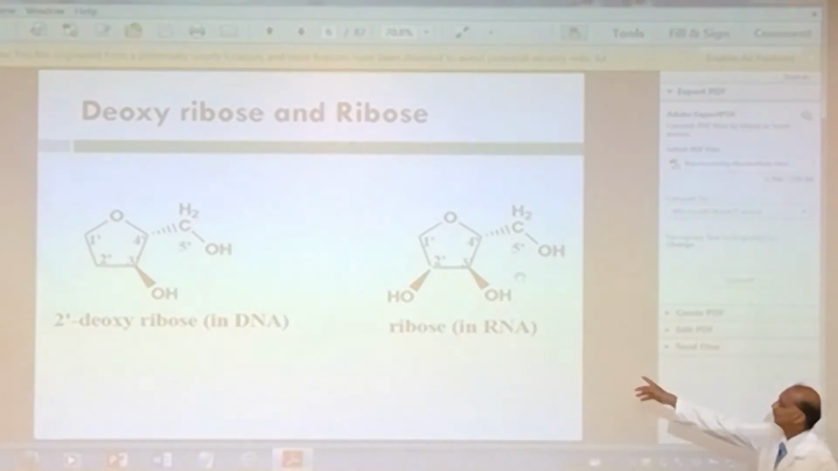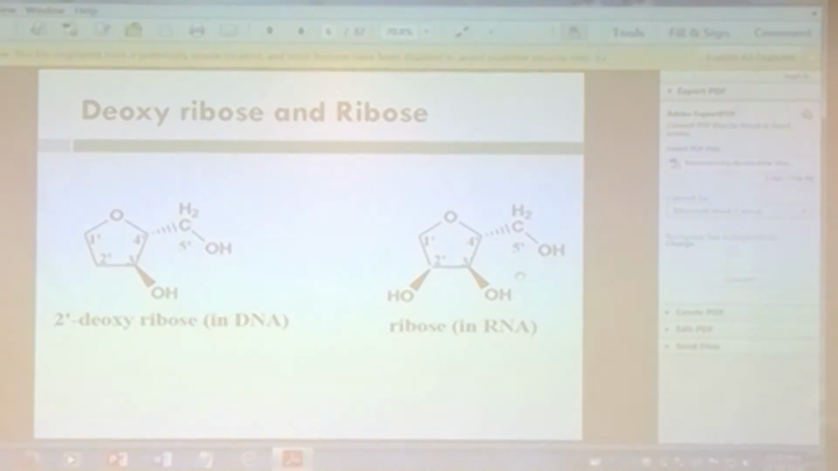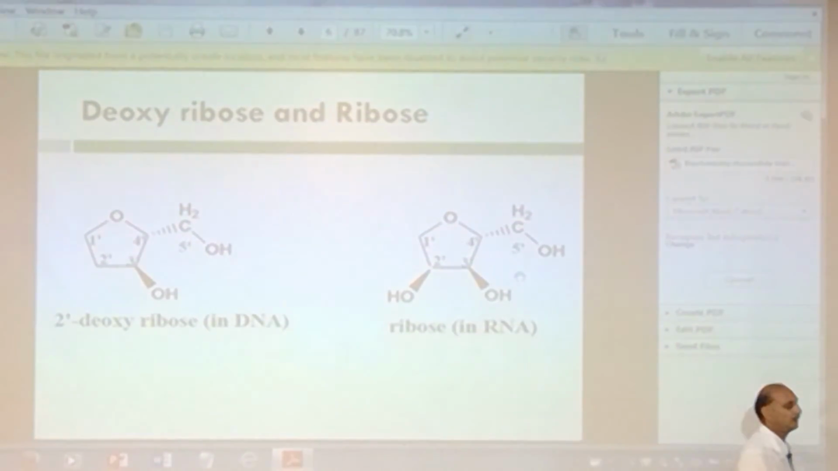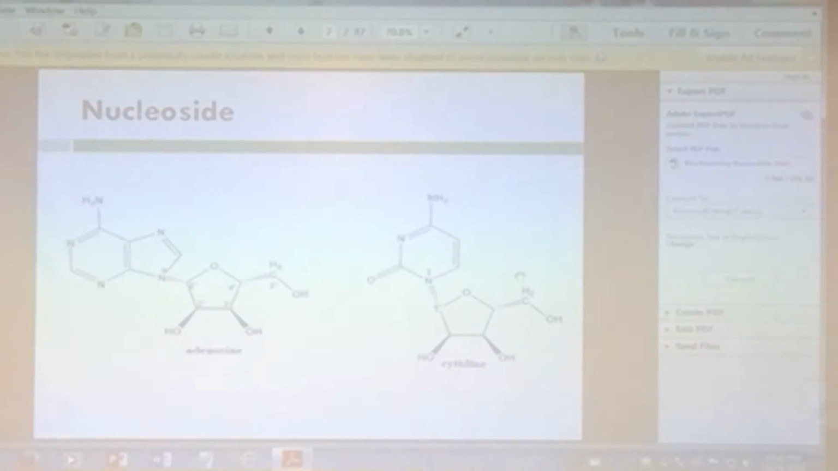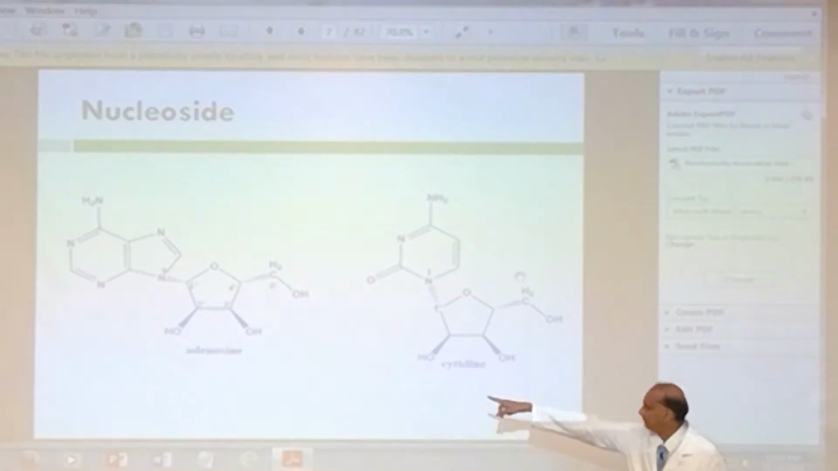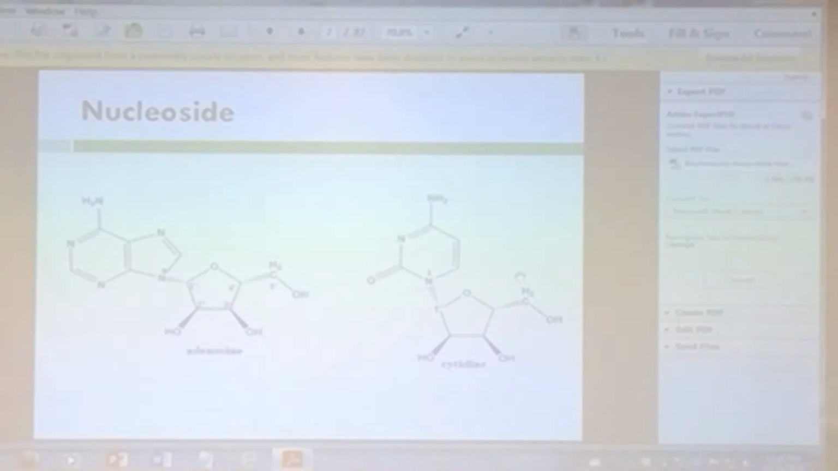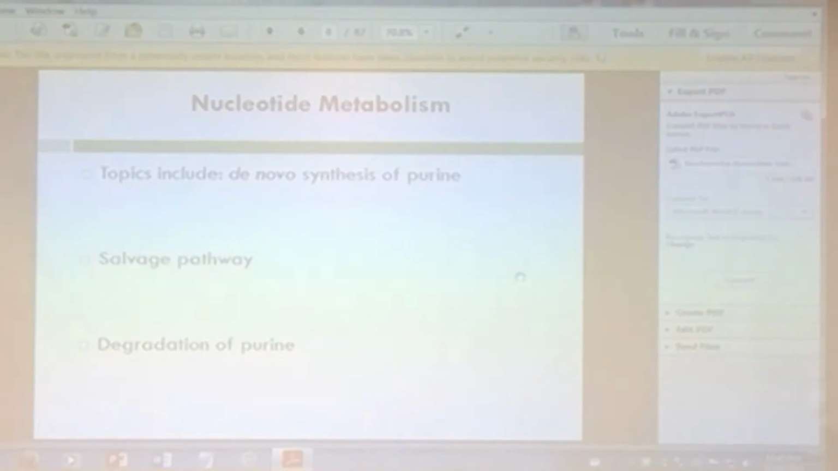Okay, and then ribose versus 2' deoxyribose. You really have to know this. Ribose has a 2' hydroxyl, but deoxyribose doesn't have a 2' hydroxyl, right? And that's the difference between DNA and RNA fundamentally, you know that. In adenosine and cytidine, you can see the purine that is attached to the ribose, right? Because that's a nucleoside. And here's the pyrimidine nucleoside.